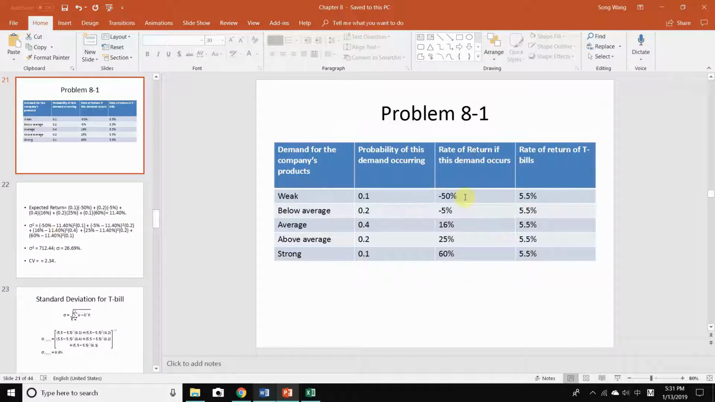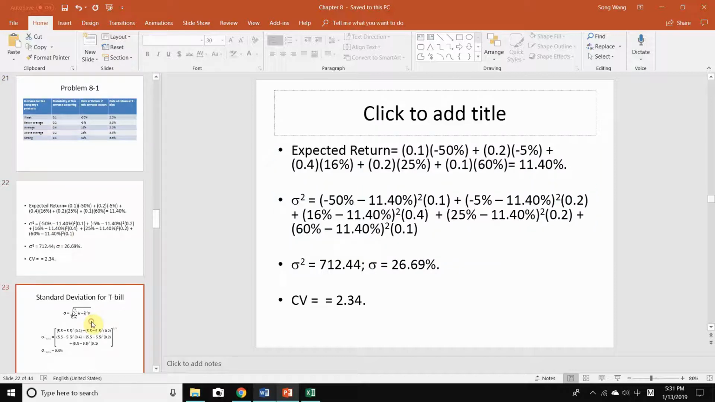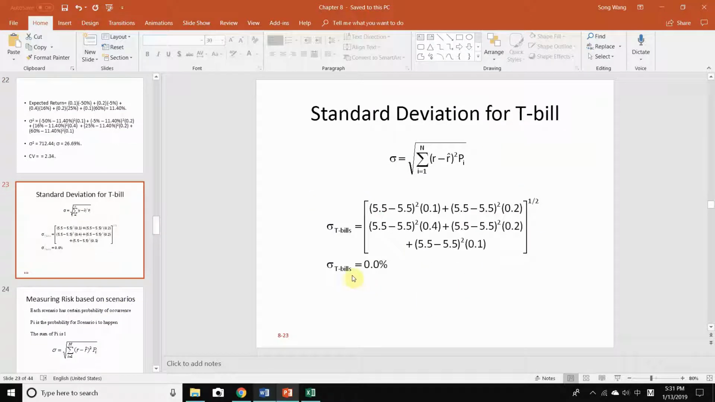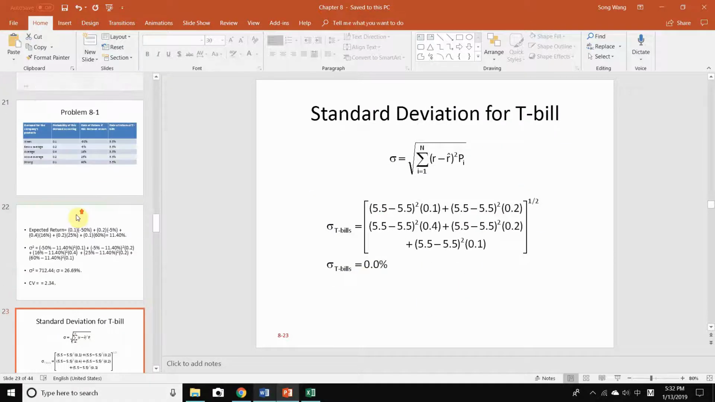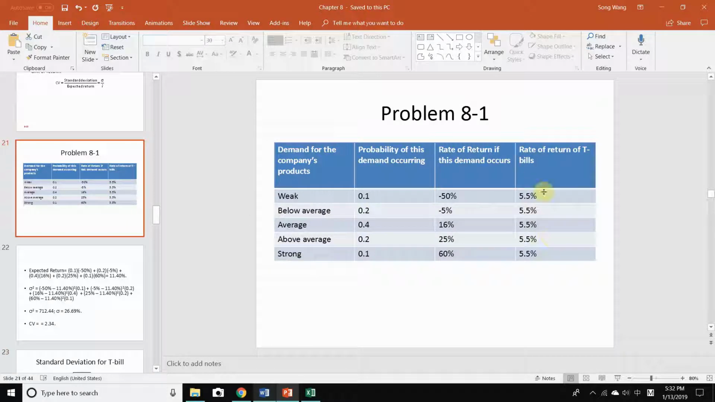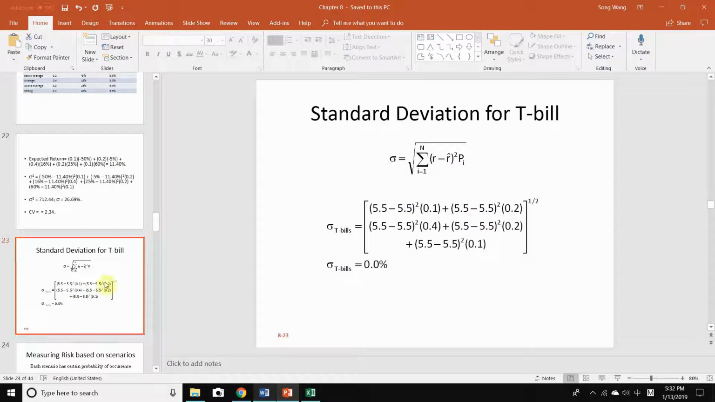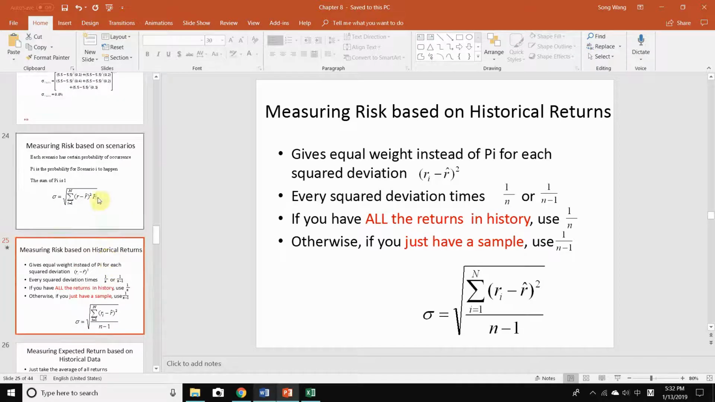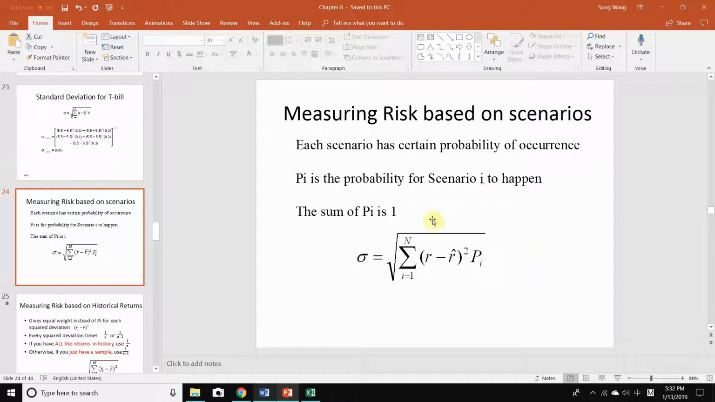And you also have T-bills. If you use the formula for T-bills, then the standard deviation is 0%. As you can see, the T-bills always stay at 5.5%. There's no variation. There's no deviation from the expected. It's always 5.5%. So that's why you see the risk is 0% for the T-bills. Okay, so if you measure the risk based on scenarios, which is what I just did, that's the process you need to go through.